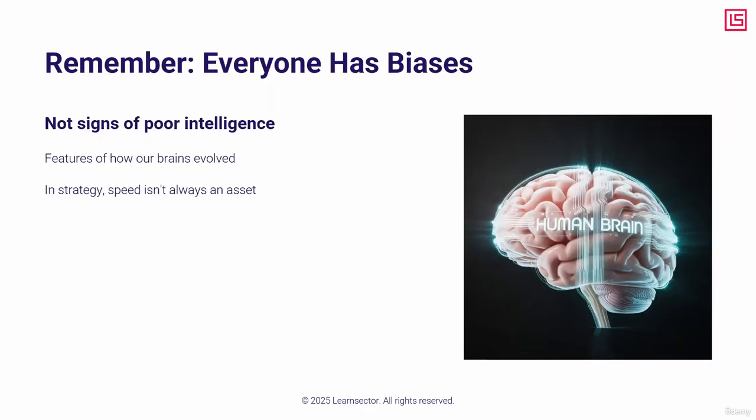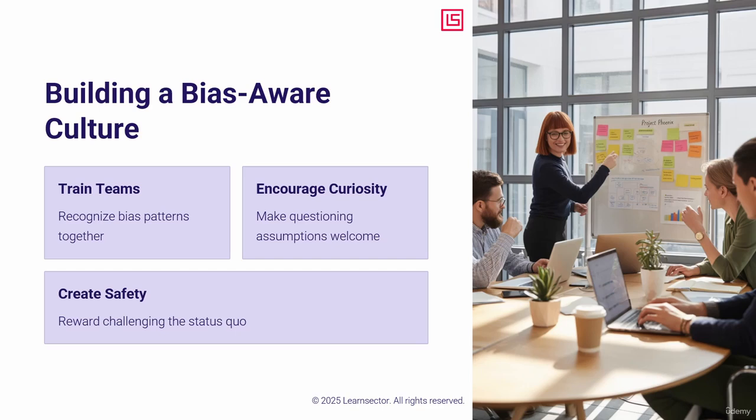Keep in mind that no one is immune to cognitive bias. They aren't signs of poor intelligence, they're features of how our brains evolved to process information quickly. But in high-stakes strategy work, speed isn't always an asset. The goal is to bring awareness to these mental shortcuts and manage their influence with deliberate structure. Training your team to recognize bias can build a more objective culture. Encourage curiosity and psychological safety, where challenging assumptions is welcome. Over time, this mindset strengthens collective strategic judgment.